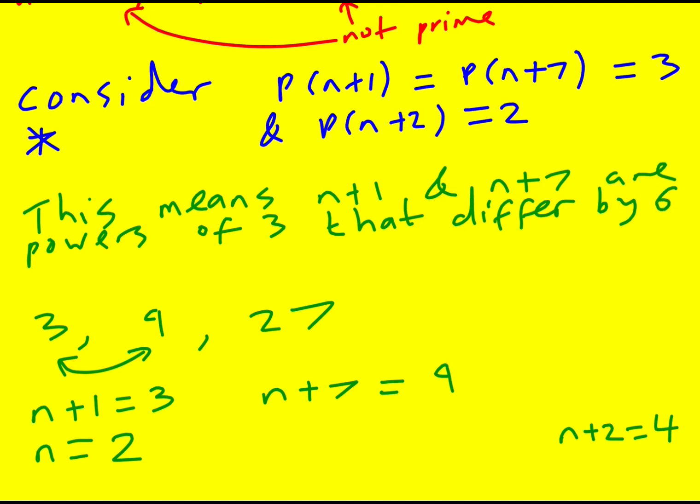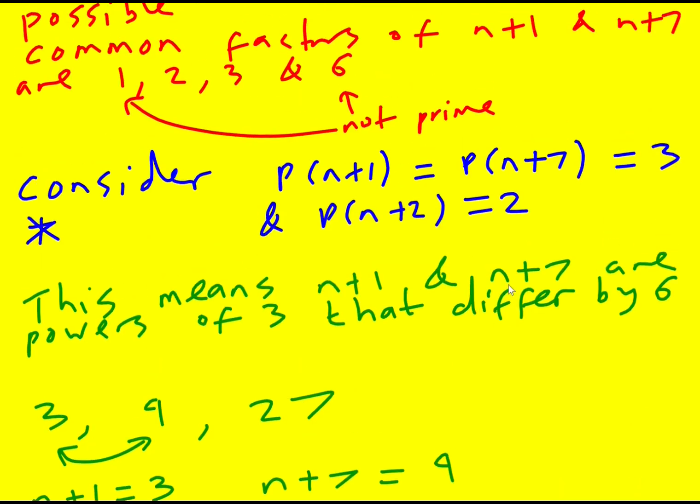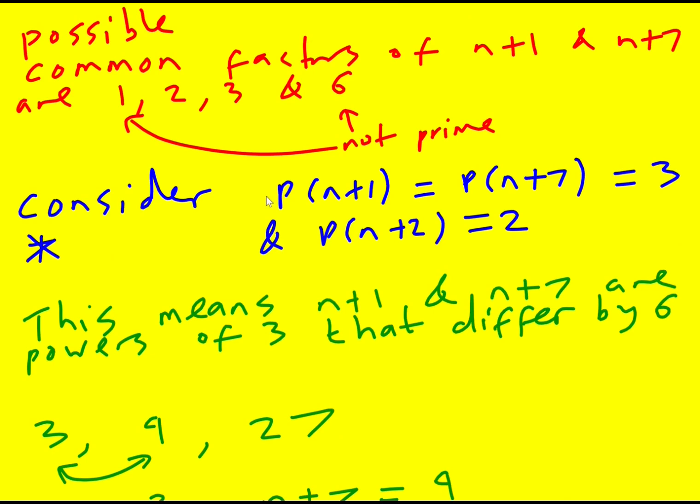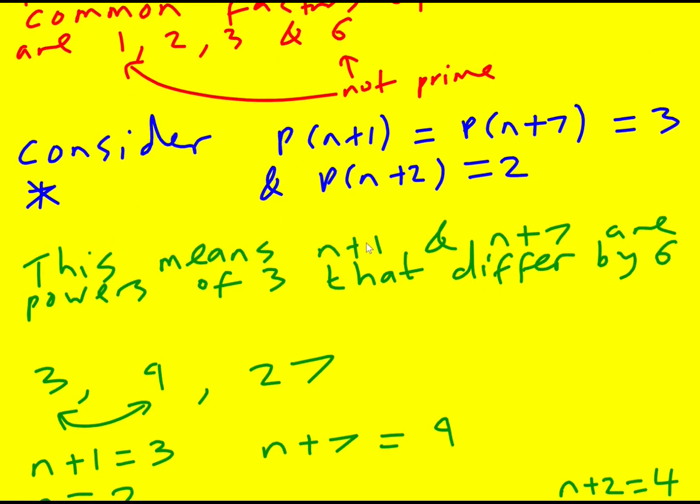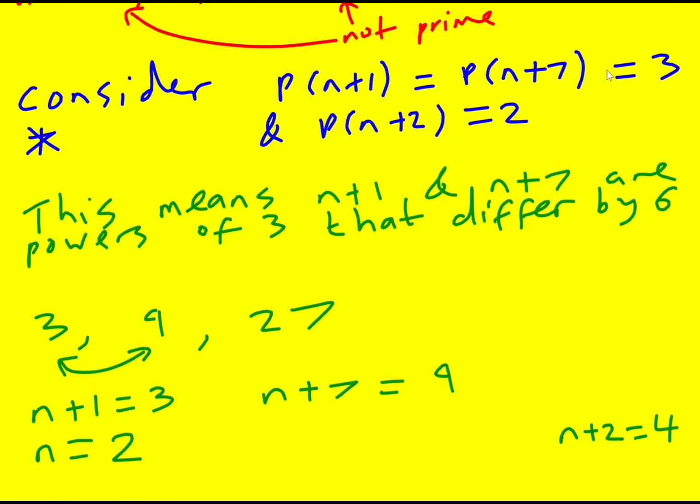So I just want to explain this bit again. I hope you're with me still. So we've considered this scenario, which I've explained. So n plus 1 and n plus 7, they must be multiples of 3 because their highest prime factor is 3. And I should add they can't have 2 as a prime factor because we know that Pn plus 2 is 2. So we know that 2 must go into this one. So 2 can't also go into that one.